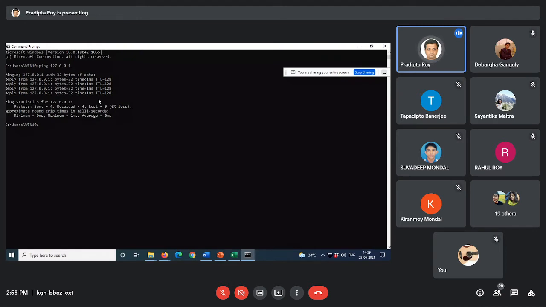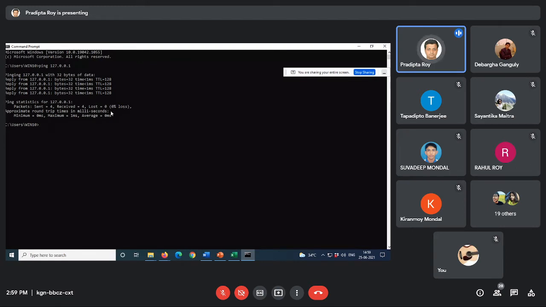it will judge the time difference. You will calculate the time difference. But always you will get the time difference less than 1 millisecond, and at last it will give the summary. 4 packets are sent, 4 packets received, so 0% packet loss.